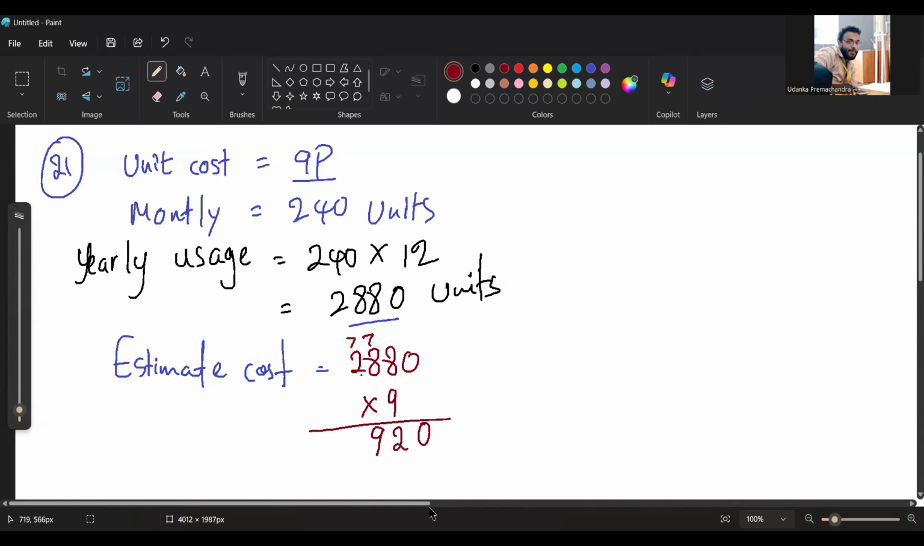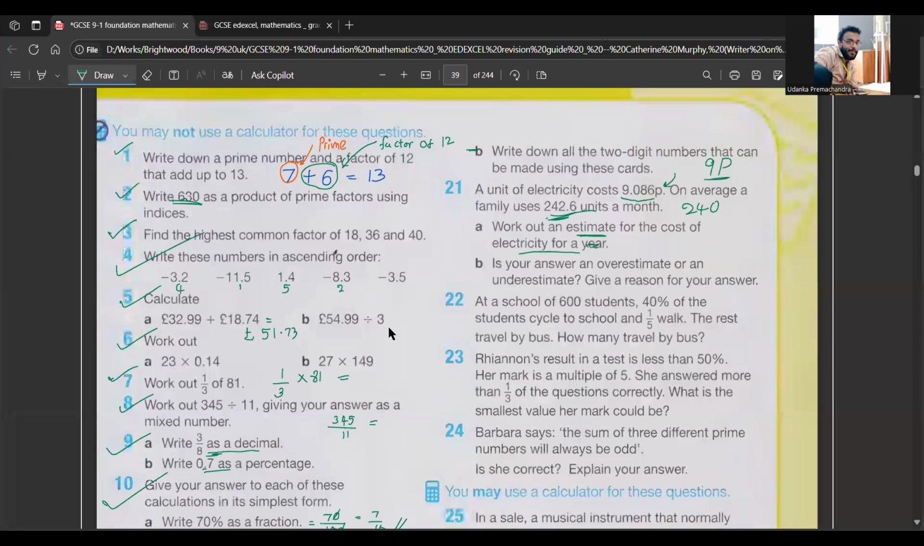9 into 2, it's 25. Something like this. Here the cost, like that, you can round it. They're asking for the electricity bill.